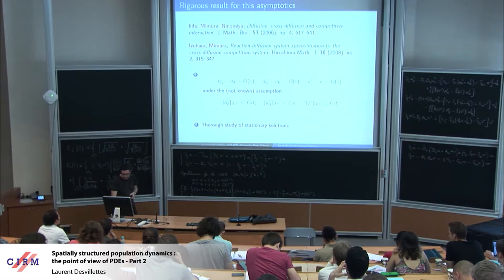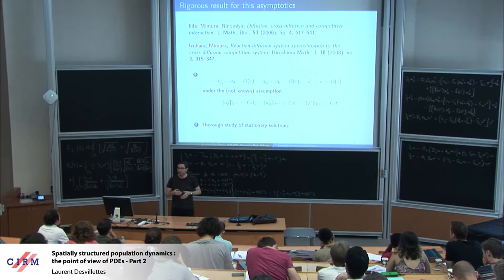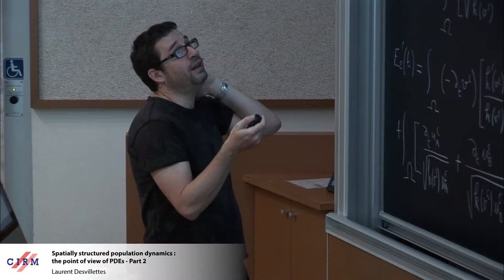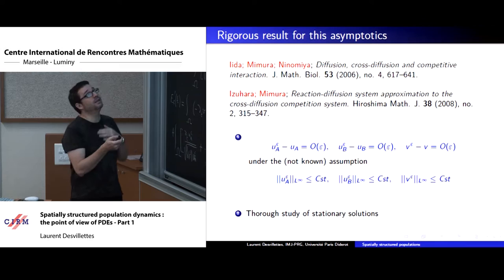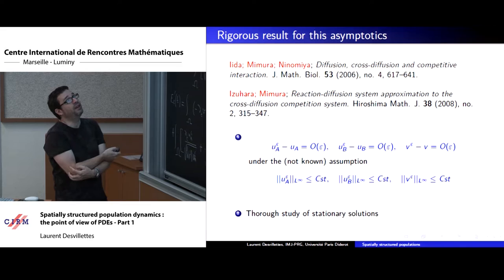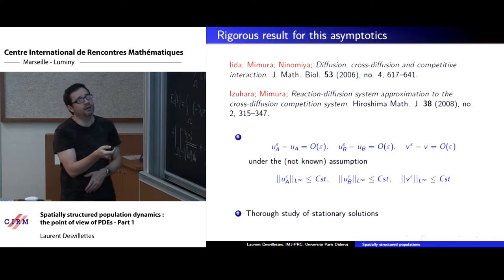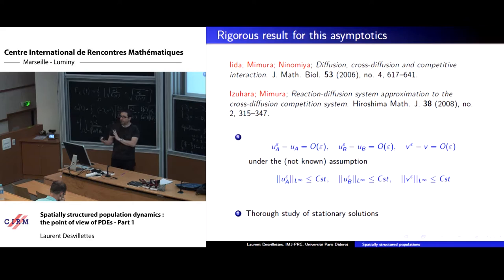Okay, so then, of course, once people have obtained the formal asymptotics, they want to show that it is rigorous. And so the Japanese group provided a certain number of papers about this issue. And let me cite those two papers here, which are rather recent, in fact. And in one of those papers, you have what I would call an if theorem, which is a little better than the formal asymptotics. It tells you that if you know a priori that all the quantities are uniformly bounded with respect to epsilon in L infinity, then you can pass to the limit rigorously.